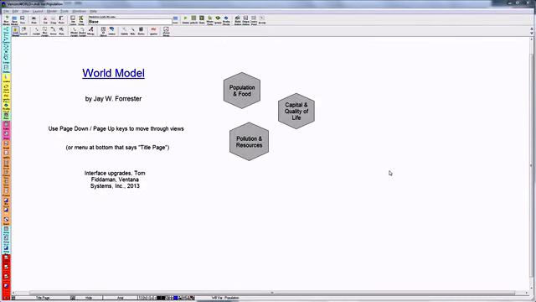So here's the world model. This is based on the original Forrester version with a few interface upgrades. So first thing, I'll check the units. They're okay. So let's take a look around. You'll notice some navigation buttons, or you can use the menu here to scroll through the model.